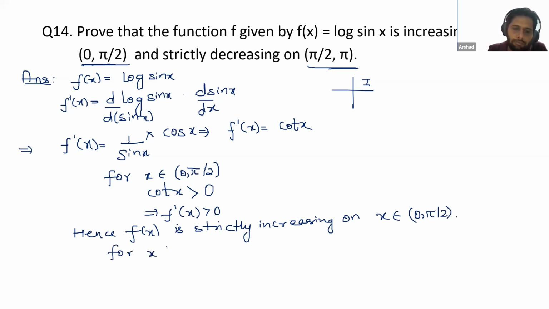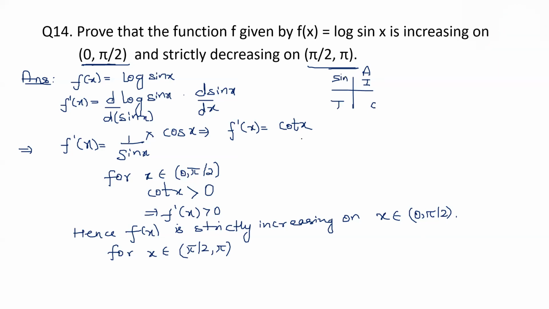Next, for x belongs to pi by 2 to pi. Okay, pi by 2 to pi means second quadrant. So first, in the second quadrant, is cot positive or negative? Good, Abdul, that is correct. For pi by 2 to pi, that is the second quadrant, is cot x positive or negative? We have discussed this, remember: all, sin, tan, cos, from school to college. Here sine is positive. So for this interval, cot x is negative.